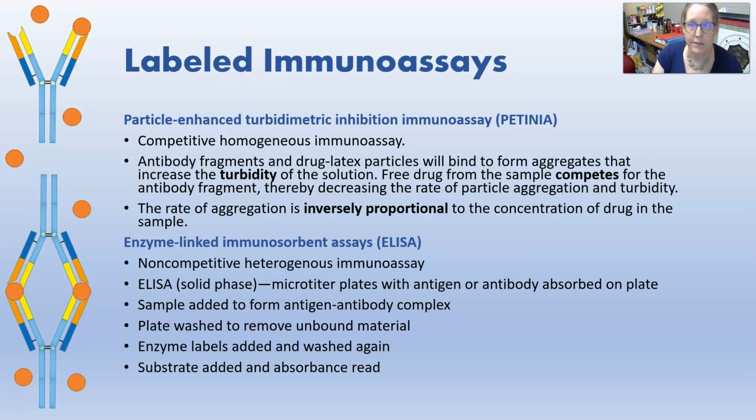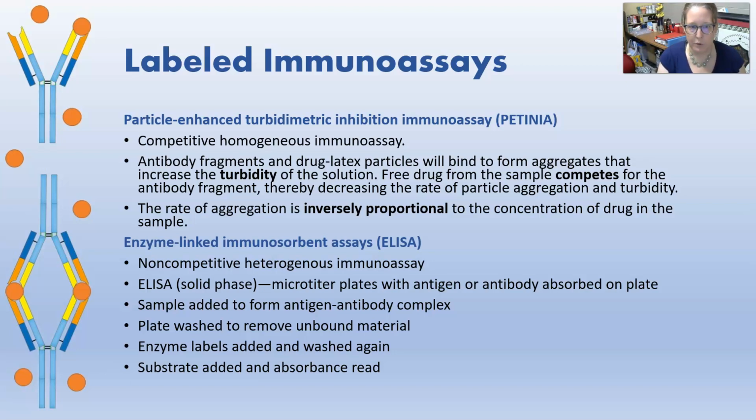All right, so let's go through all the different labeled immunoassays. This is going to take a minute. We have first PETINIA, particle enhanced turbidimetric inhibition immunoassay. It is a competitive homogeneous immunoassay. The antibody fragments and the drug latex particles will bind to form aggregates that increase the turbidity of the solution. The free drug from the sample competes for the antibody fragments, thereby decreasing the rate of particle aggregation and turbidity. The rate of aggregation is then inversely proportional to the concentration of the drug in the sample.